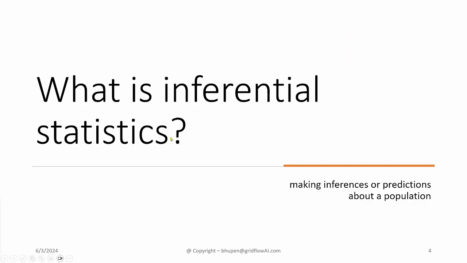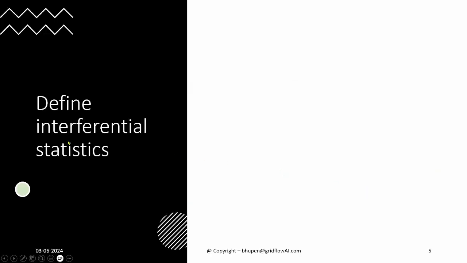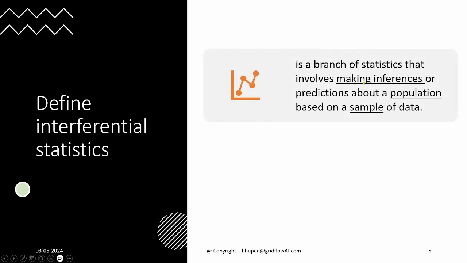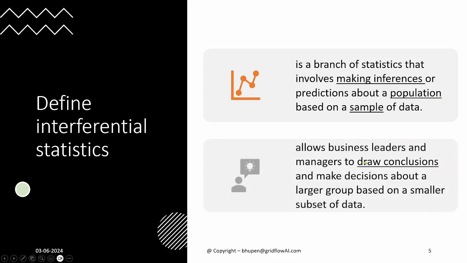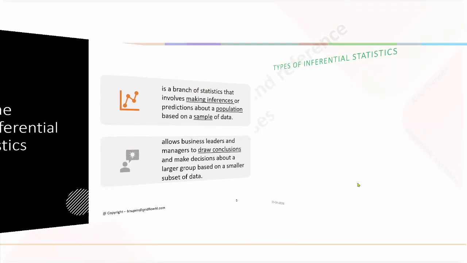So what is inferential statistics? It's about making inferences or prediction about a population from sample data. So let's define inferential statistics. It's a branch of statistics that involves making predictions or inferences about some population parameter using sample data. And it allows the business leaders to make decisions or draw conclusions based on sample data about a population parameter.